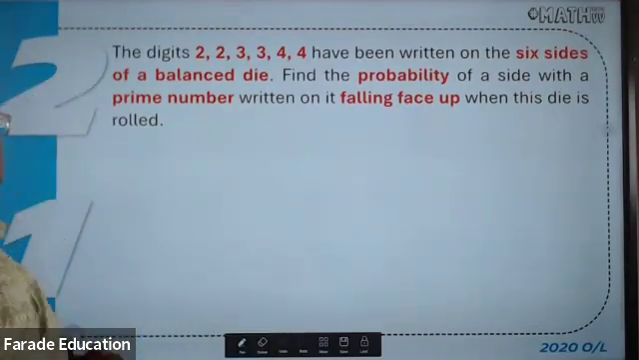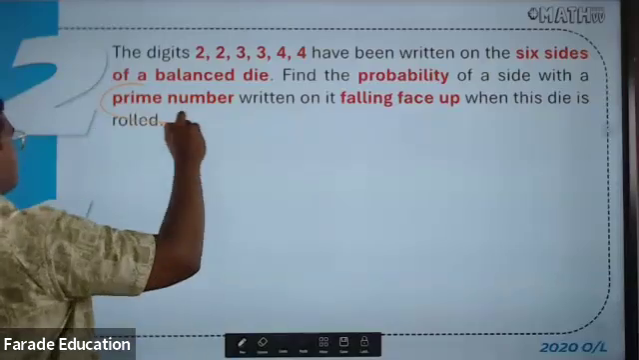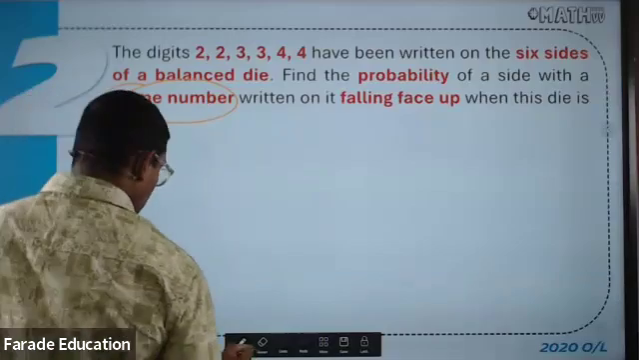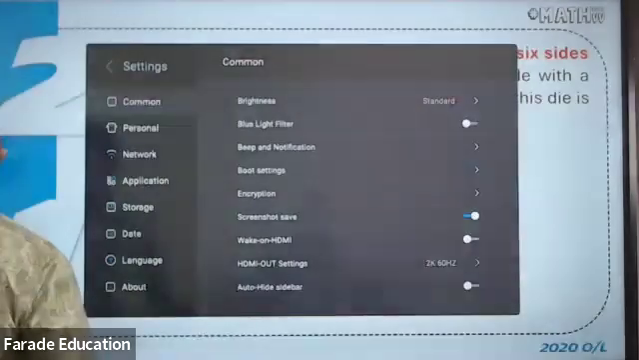Okay. The digits 2, 2, 3, 3, 4, 4 have been written on 6 sides of a balanced die. Find the probability of a side with a prime number. I think I need to go to the whiteboard.